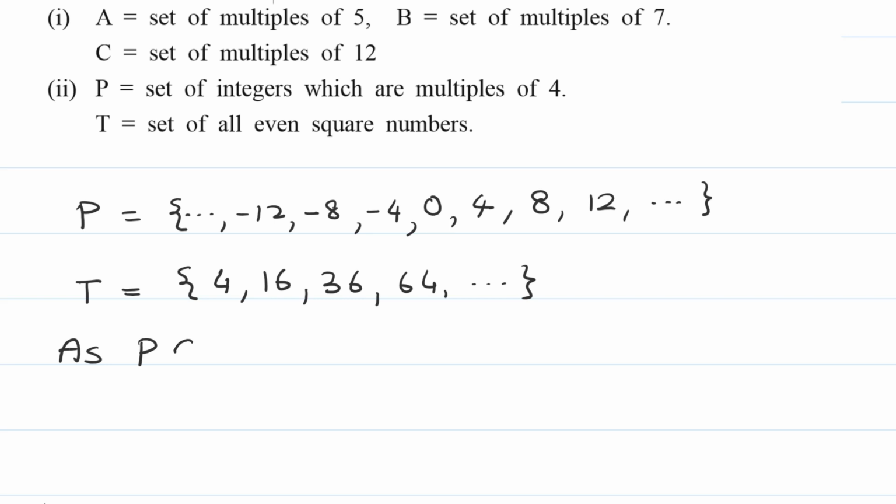So as P is a subset of I and T is also a subset of I, I, the set of integers, can be considered as the universal set.